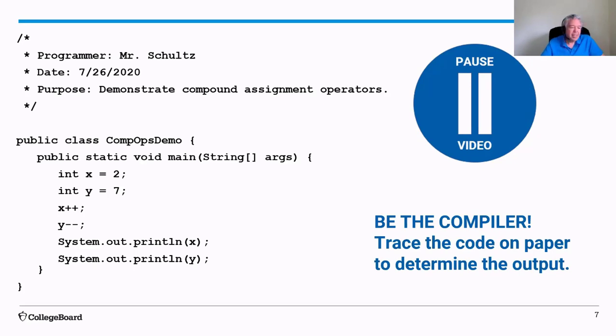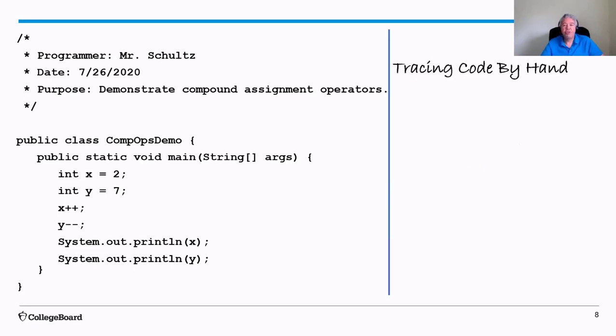Okay, welcome back. Let's see how we did. All right, so when we trace our code on paper, again, we're going to allocate space either on the side of the page or on a separate piece of paper, and we're going to walk through and we are going to literally become the compiler. We are going to do exactly what the compiler does.